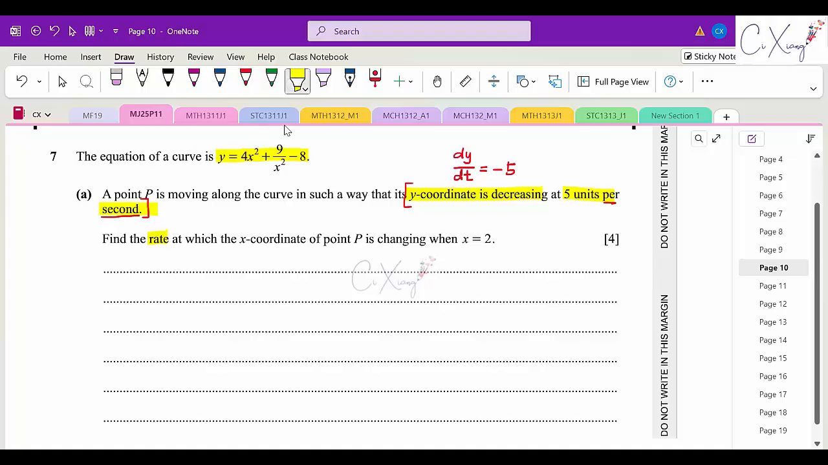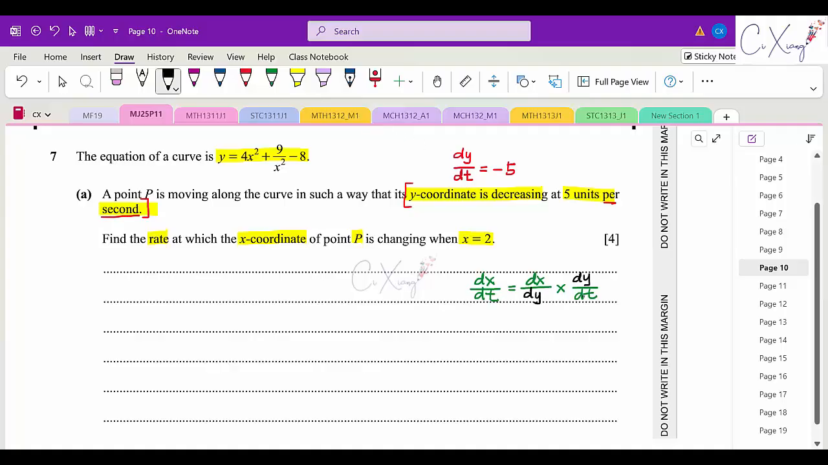Where the x coordinate for point P is changing when x equals 2. They are asking for the rate of change for the x coordinate, which means that you have to find out dx/dt. But before you can find dx/dt, you need something to help you, where I need dx over something multiplied with something over dt. And what is the something that I should use here? Then you refer back to the question again. In the question, you can see that we actually get the value for dy/dt, which means that in this part of the equation, I have to replace it using dy. So this part also needs to have dy.